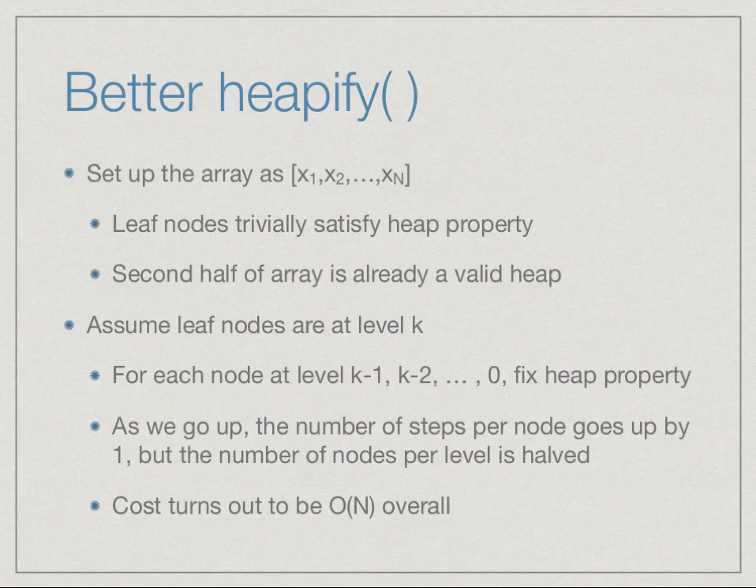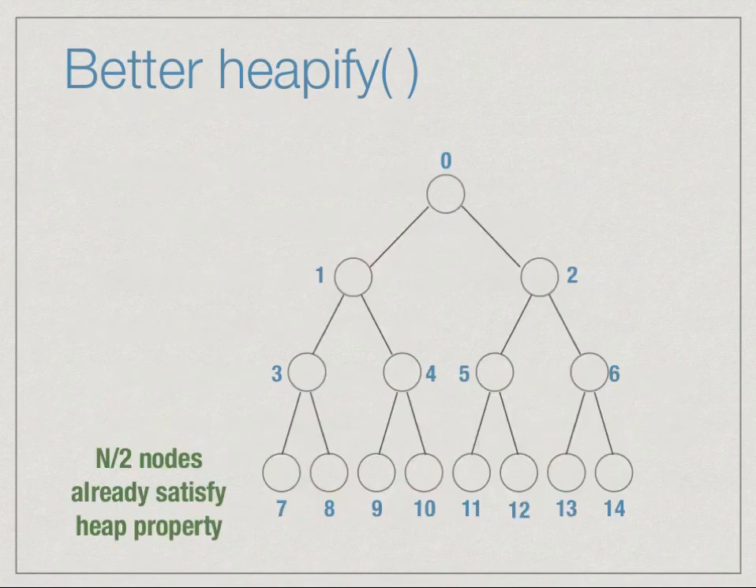On the other hand, the number of nodes for which this happens is smaller. So let's look at this here. What we are saying is that if we start with the original list of say elements 0 to 14, then the first levels, the numbers 7 to 14 already satisfy the heap property. So whatever values there are, we don't have to worry.